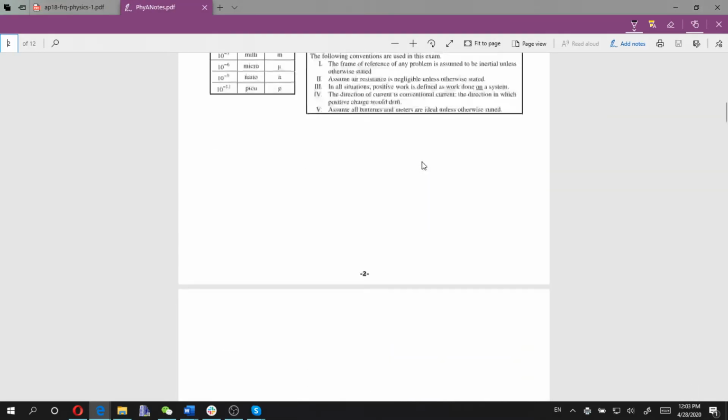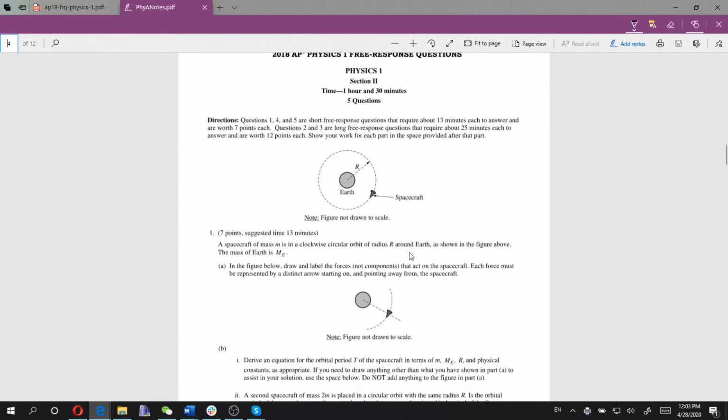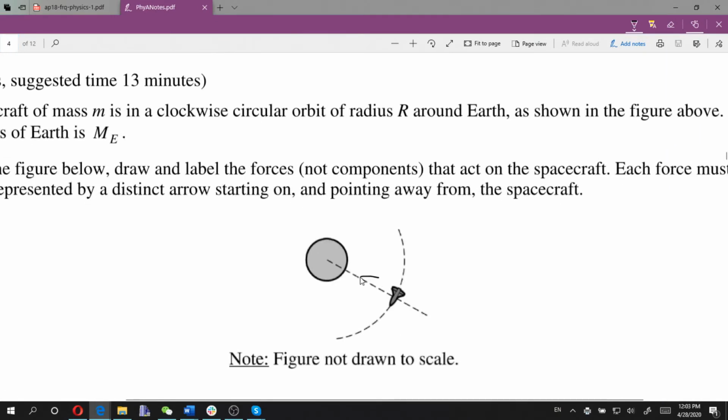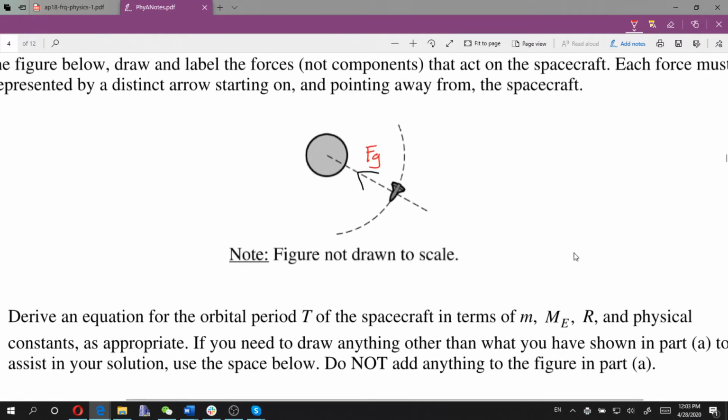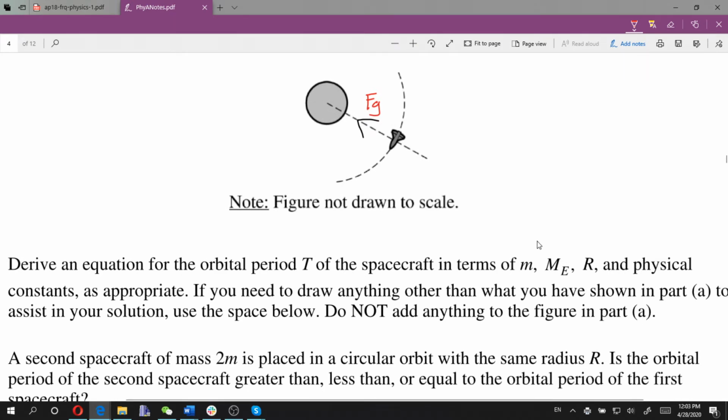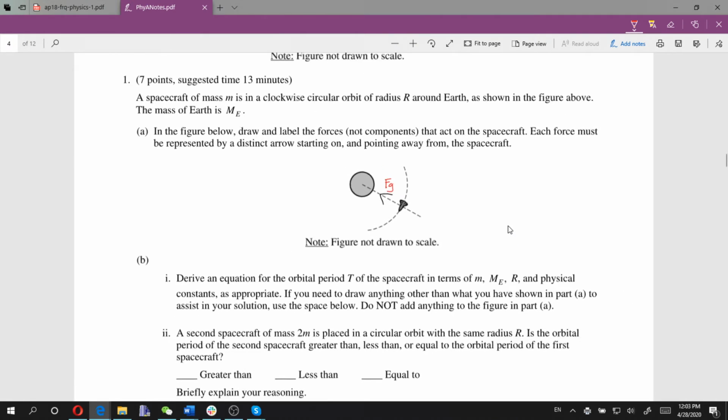There we go. Okay, so there's a force moving towards the Earth. What force is that? Gravity. Force of gravity, okay. Is there anything else that's acting on it right now? No. Nope, just force of gravity. Awesome. We would have a tangential velocity, but that's not a force, so we don't need to draw it.